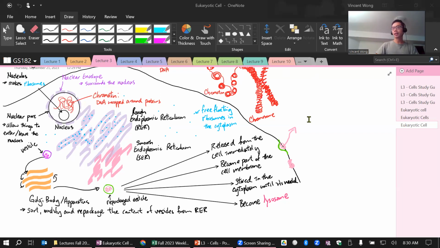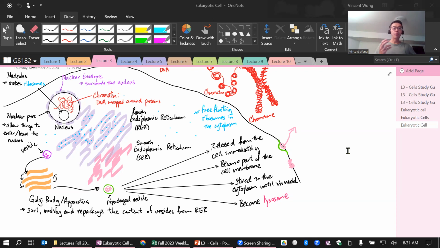But first, let's do a quick recap. It has been 6 days since we last met, and I think it's a good idea to just reorient ourselves and see where we are at. So we were talking about the endomembrane system, which includes the endoplasmic reticulum, the rough and the smooth, the nuclear envelope, the Golgi body, as well as something called the lysosome.